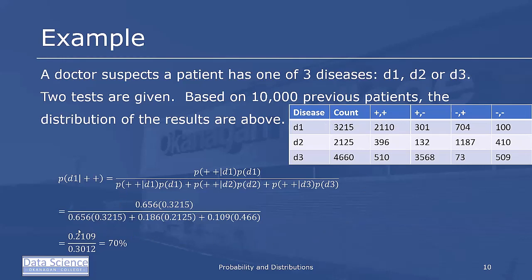Similarly, we have the probability of two positive tests, given that you have disease 1, times the probability of disease 1, plus the probability of two positive tests, given that you have disease 2, times the probability of disease 2, plus the probability of two positive tests, given that you have disease 3, times the probability of disease 3. Simplifying, we get 0.2109 over 0.3012, or about 70%. This makes a lot of sense, because if we had two positive tests, it seems much more likely that we have disease 1 than either of the other two diseases.